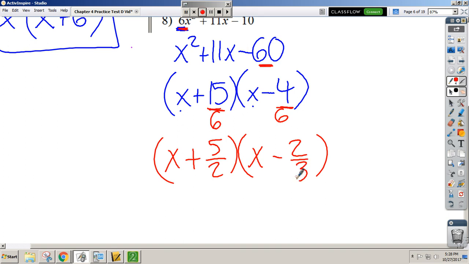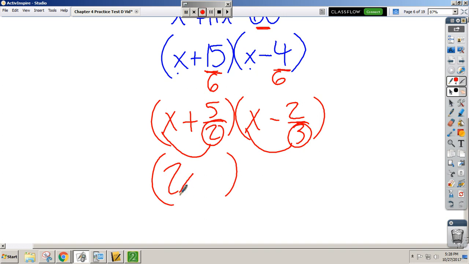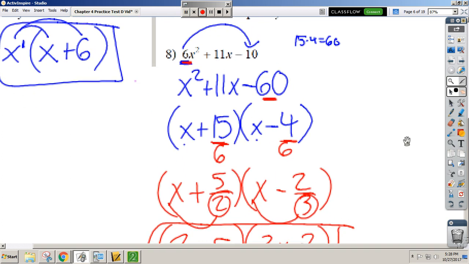This still won't FOIL out to be 6x squared, but this is why it's called the swing method. You take these numbers on the bottom and you literally swing them in front of the x. So we have 2x plus 5, we have 3x minus 2. This is now completely factored. You can test that and FOIL it out, and if you do, you get back to what we started with.